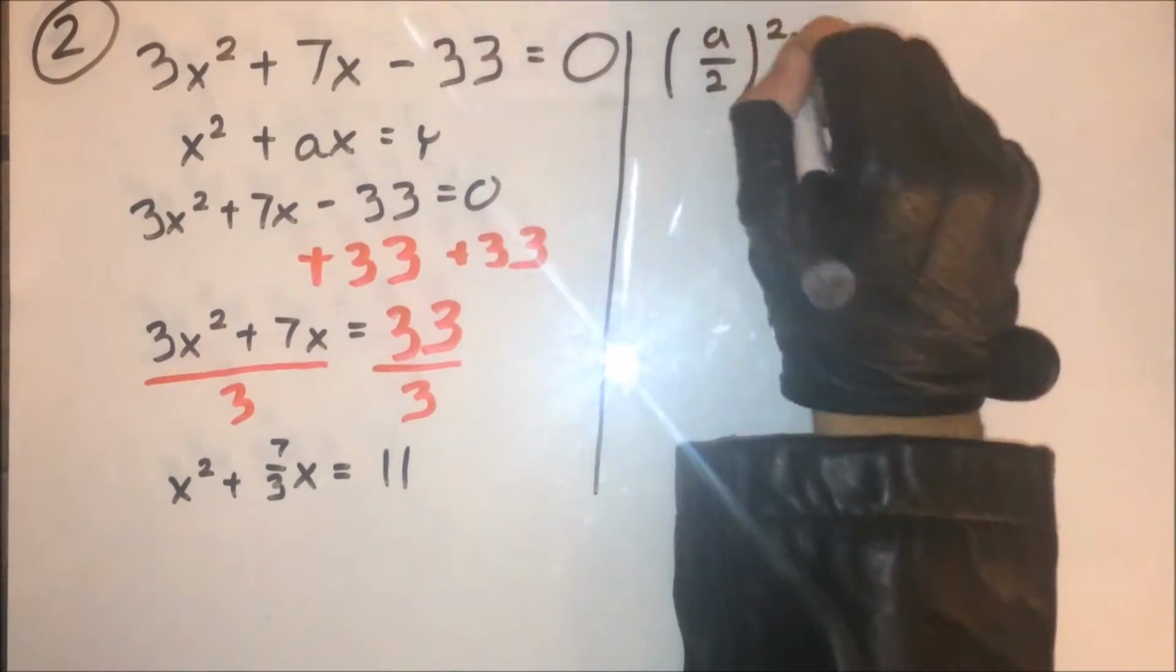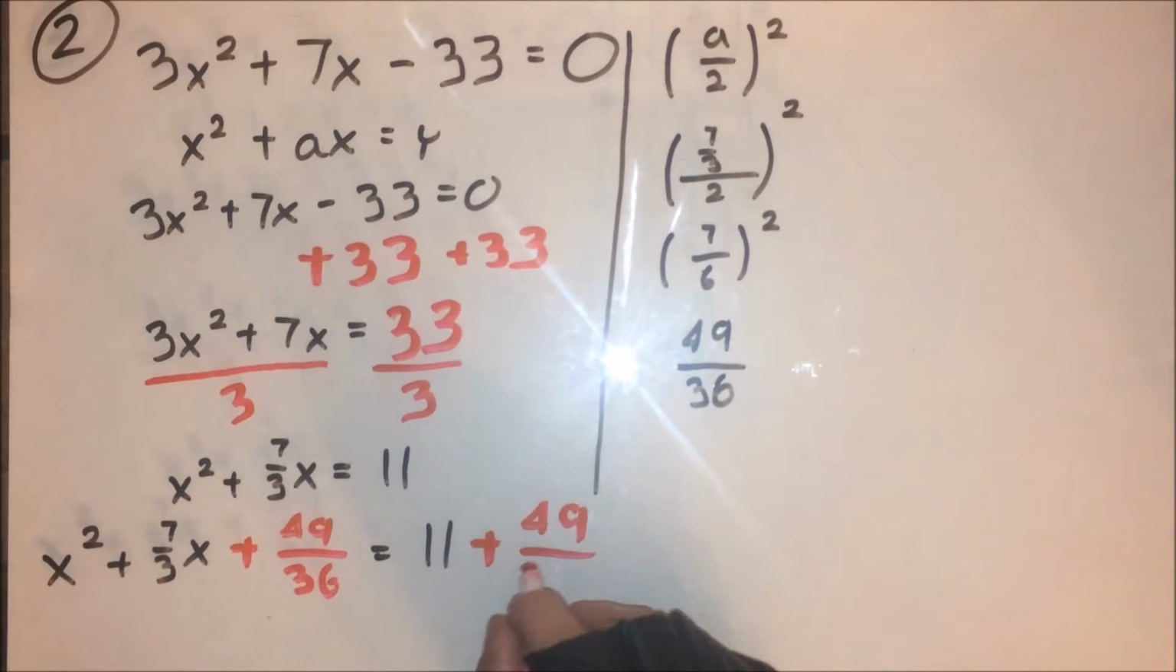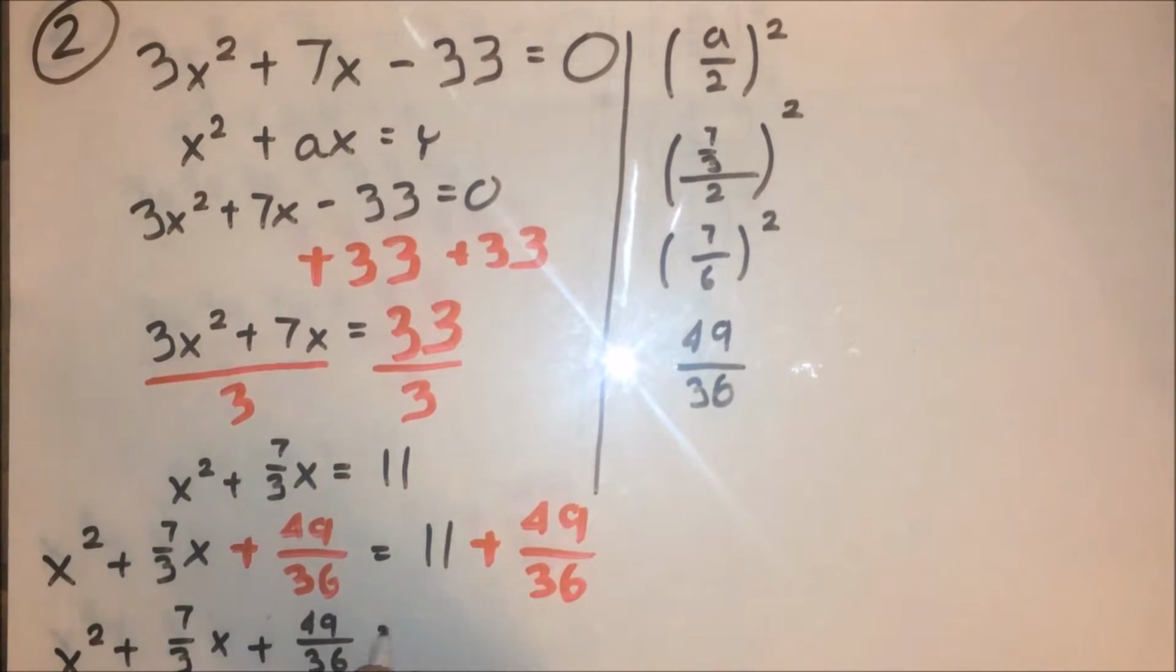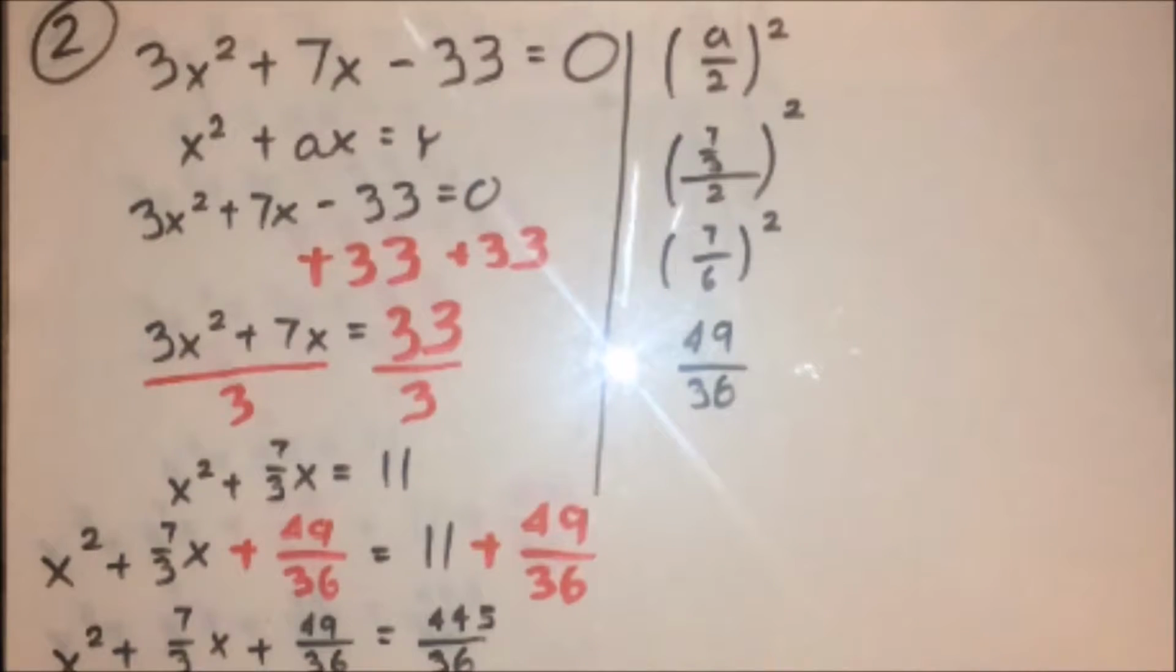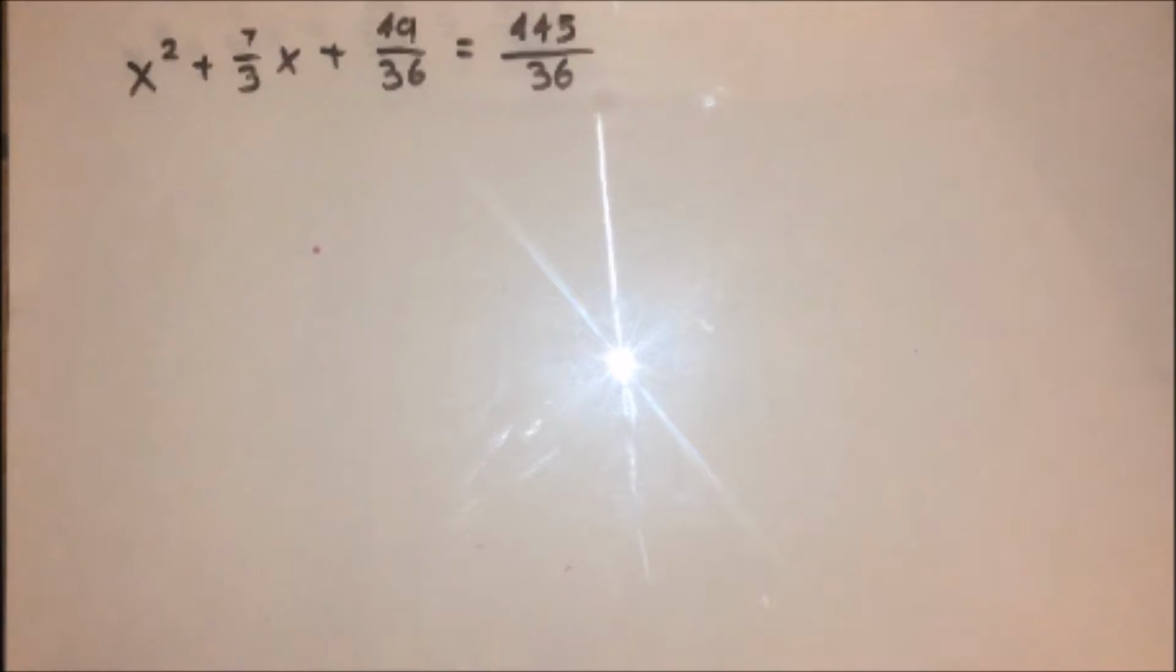Now we take a, divide it by 2, square it, and then add it to both sides of the equation, and we end up with x squared plus 7 over 3x plus 49 over 36 equals 445 over 36. Now, this equation looks pretty ugly, but don't bother yourself with that. Just take it one step at a time.